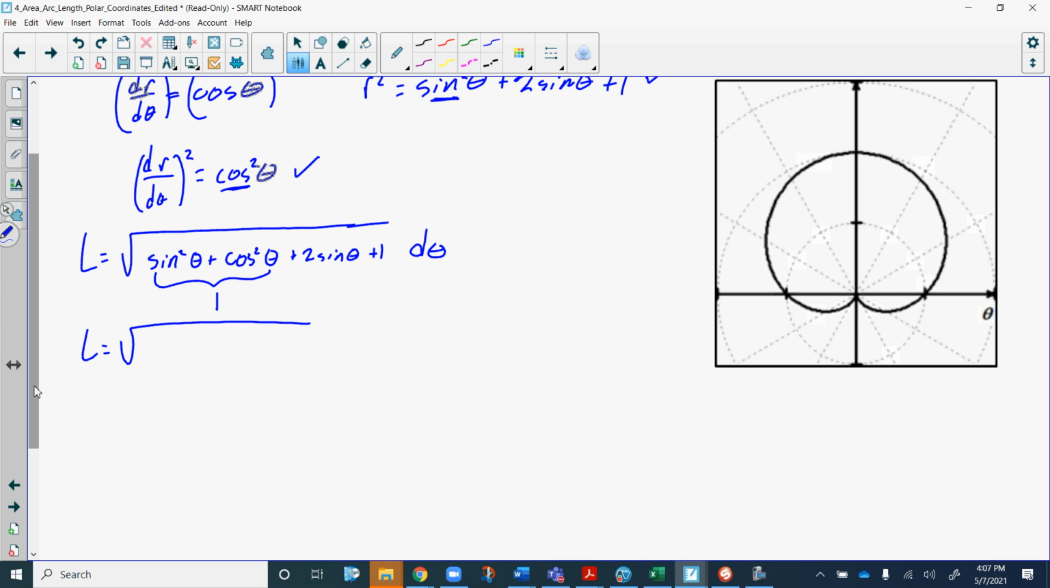So I wind up with a 1 and a 1, so I wind up with 2 sine of theta plus 2, d theta. That doesn't seem too bad. It looks like a nice little expression so far, and we can factor out the 2 and look at it like this. Oh, and I forgot to write my integral. So we're going 0 to 2 pi.